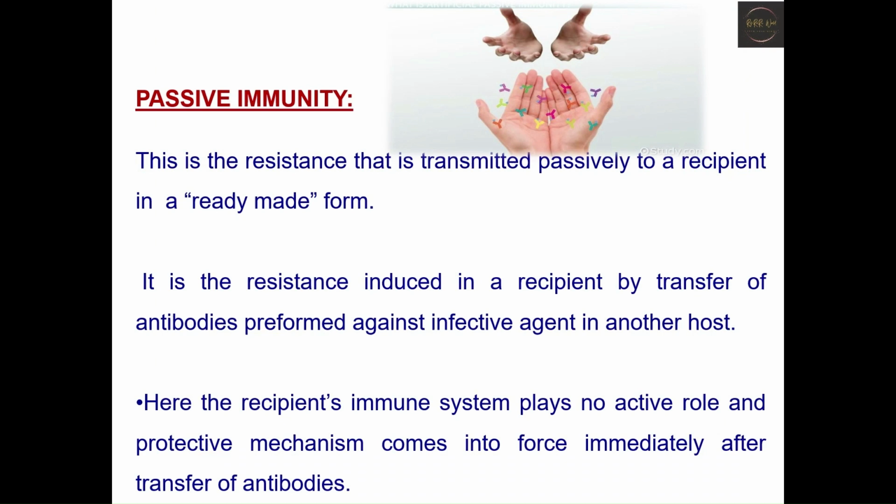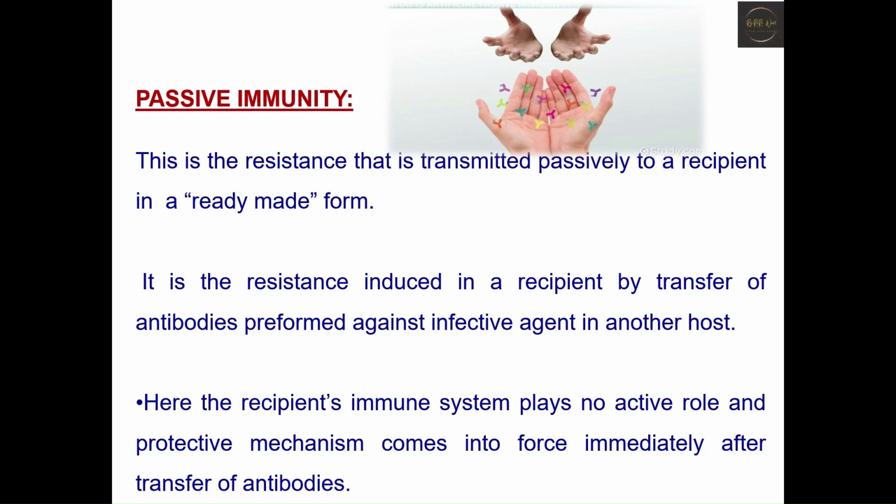So this happens when no one is immunized. Now coming to the next step, which is passive immunity. This is the resistance that is transmitted passively to a recipient in a ready-made form. It is the resistance induced in a recipient by transfer of antibodies preformed against an infective agent in another host.